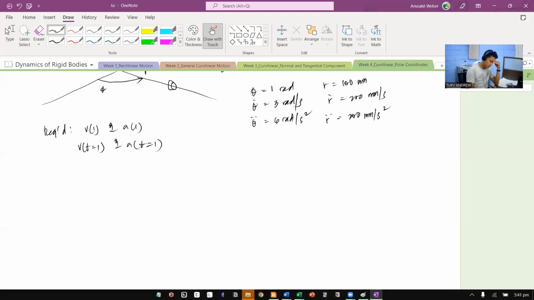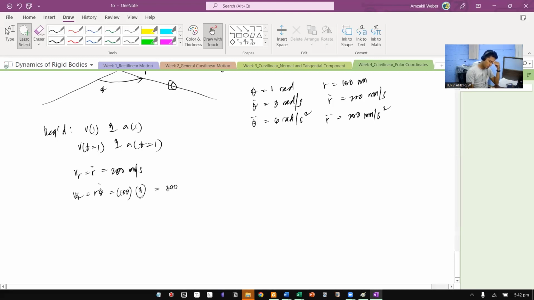First, let's go to velocity. V_R is equal to R dot, that is equivalent to 200. And V theta is equal to R theta dot. R is 100, theta dot is 3, so that is 300 mm per second.